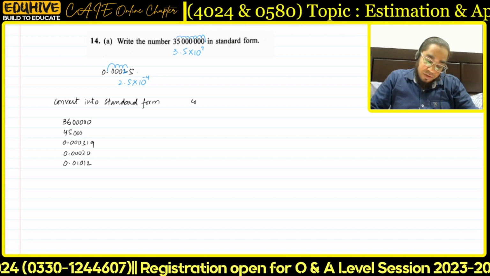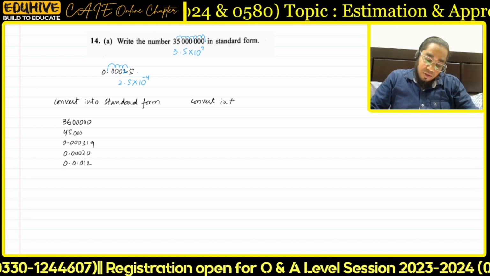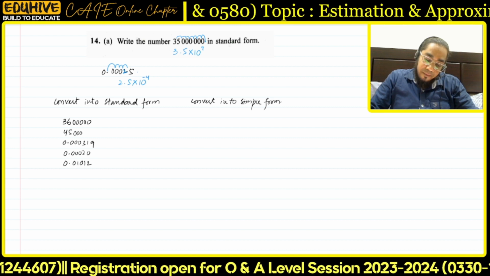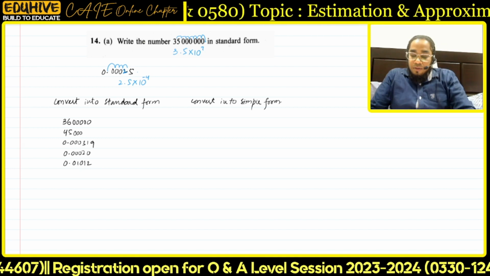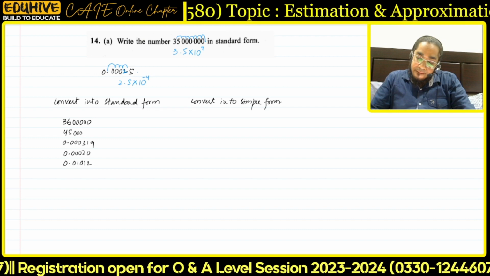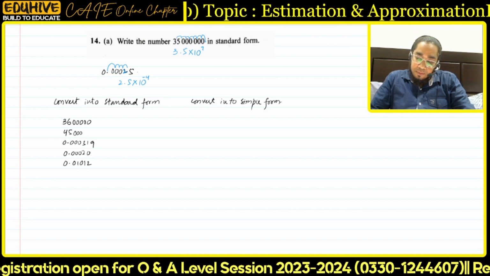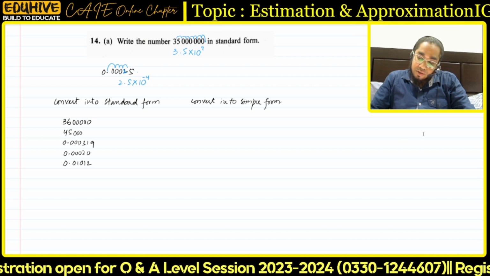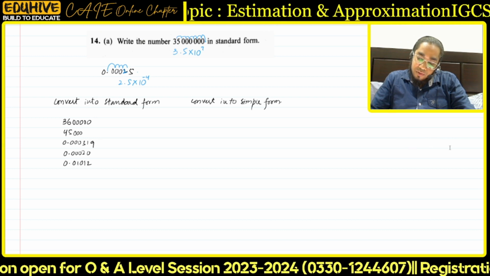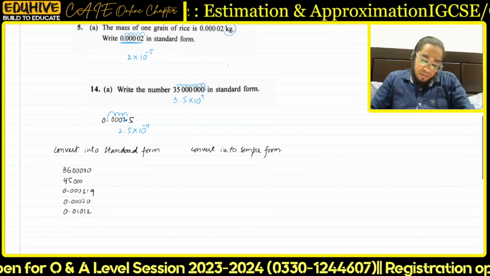And some of the numbers, convert into simple form. Okay, so this is confusing. Question 13, you didn't write minus even though the decimal moved forward, but in question 14 you wrote minus when it moved forward.